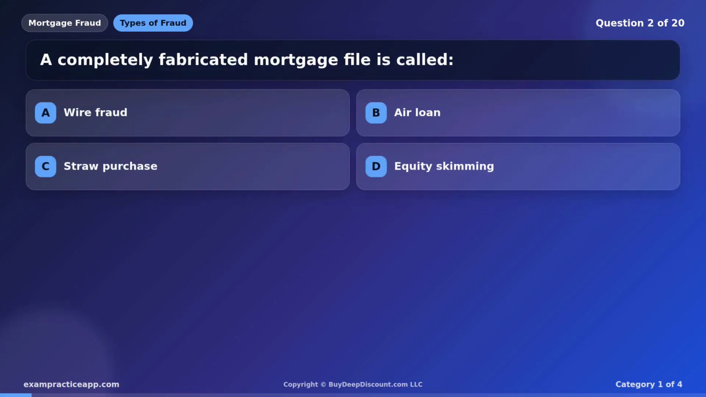Question 2. A completely fabricated mortgage file is called: option A, wire fraud; option B, air loan; option C, straw purchase; option D, equity skimming. Take a moment to choose your answer. The correct answer is option B, air loan. Explanation: an air loan has no real borrower or property.